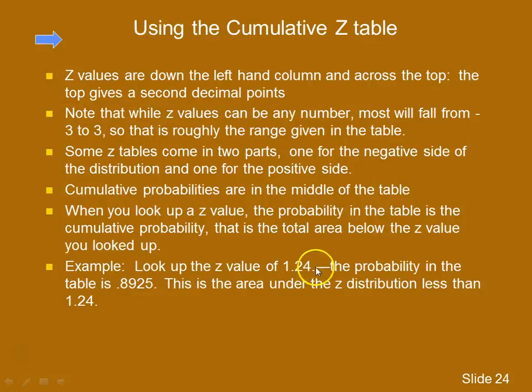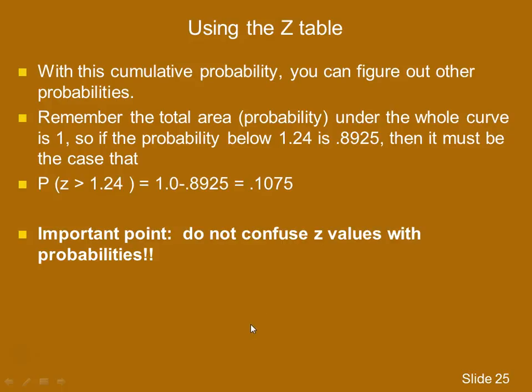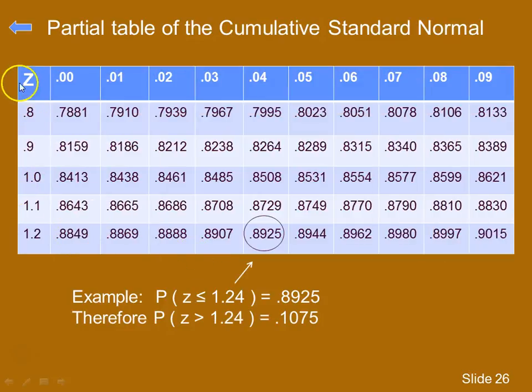And again, this is all explained verbally back on this slide. Look up a Z value like 1.24, and the table is going to give you the cumulative probability below that Z value. We could then find areas above it by simply subtracting from 1. Again, as I reminded you earlier, it's important not to confuse Z values and probabilities, especially because notice in this table some Z values are less than 1 themselves. For example, we have a 0.8 to 0.9 here. Those might look like probabilities to you, but they're not probabilities. They are Z values.